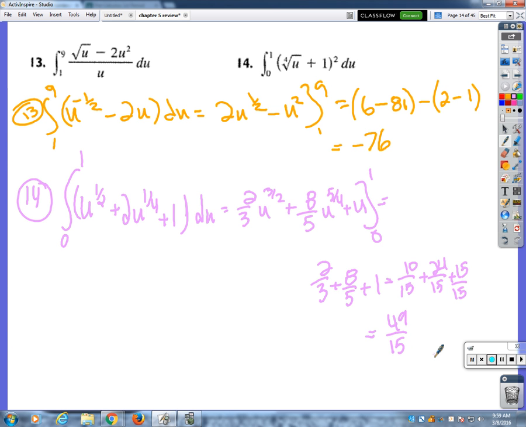So I'm coming up with 49/15. That's 3 and 4/15, about 3.3-ish.